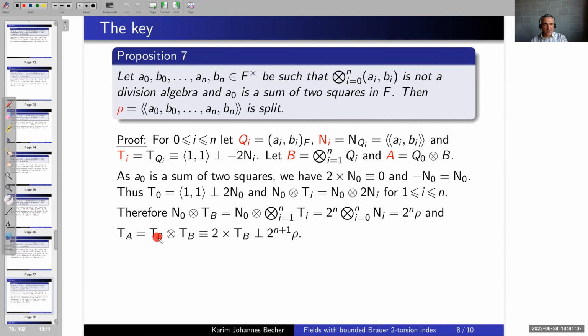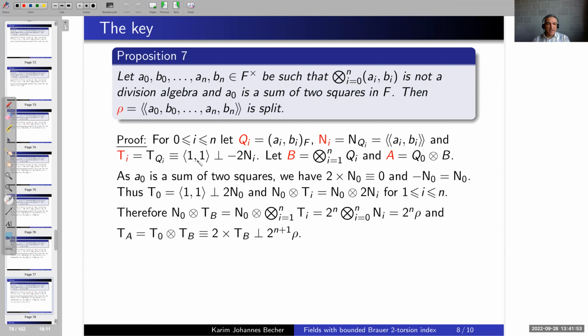So multiplying T0 with the 2N0, with the, yeah, maybe I should have written one term more in the equalities. So I hope you can piece it together. I'm using the relation for T0 here and combine it with this equality calculated here. And then we get this Witt equivalence between two things. The trace form of A is 2 times the trace form of B, and then plus a scaled version of rho, depending on the number of factors here.